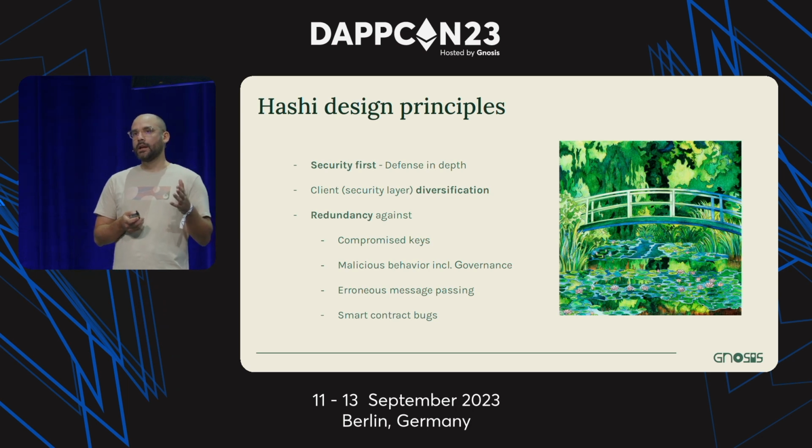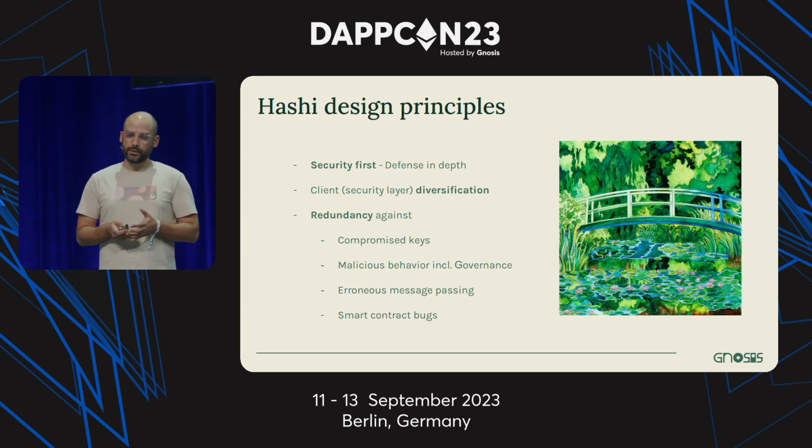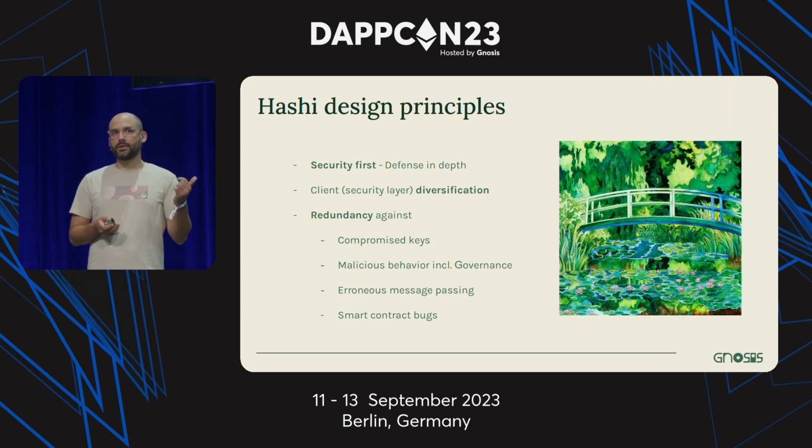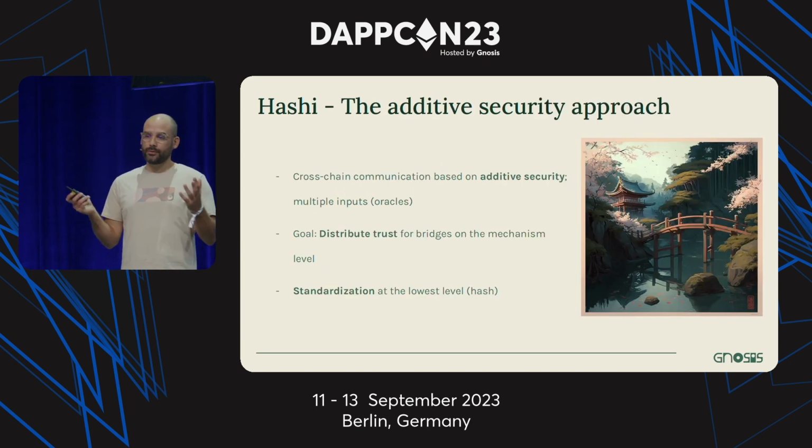We focus on the client, and in this context it is security layer diversification. We want to offer redundancy and protection against multiple issues: compromised keys, malicious behavior, including governance, erroneous message passing, and of course, smart contract bugs. And we'll see how we'll do that.